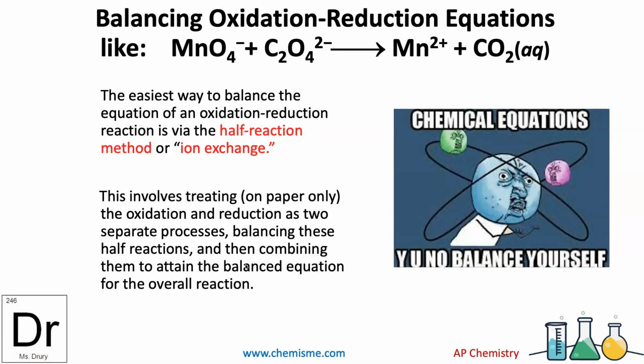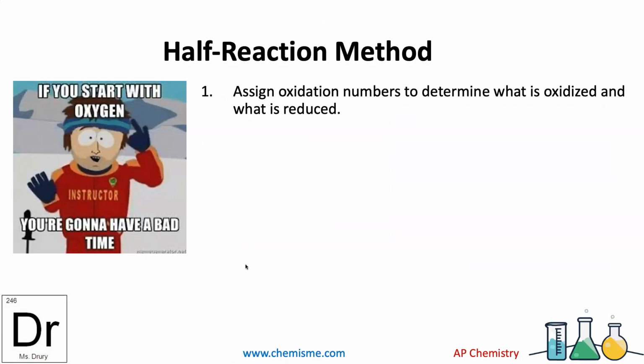So the way we're going to do this on paper only is to separate the oxidation half reaction from the reduction half, what element's oxidizing from which element is reducing. So these are the rules, and I recommend writing them down. You're going to assign oxidation numbers to determine which oxidizes or reduces.